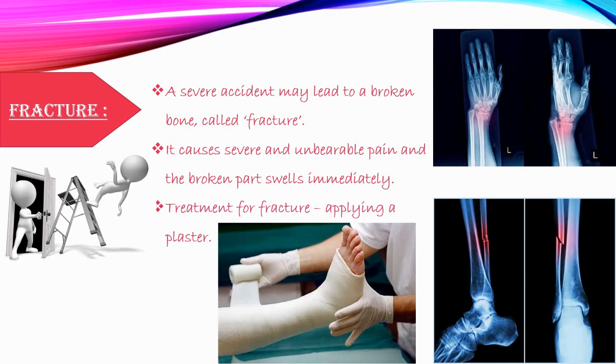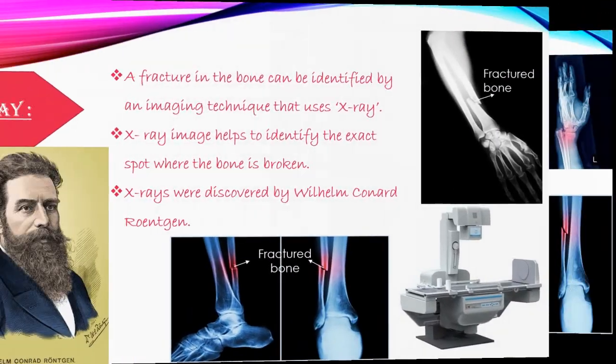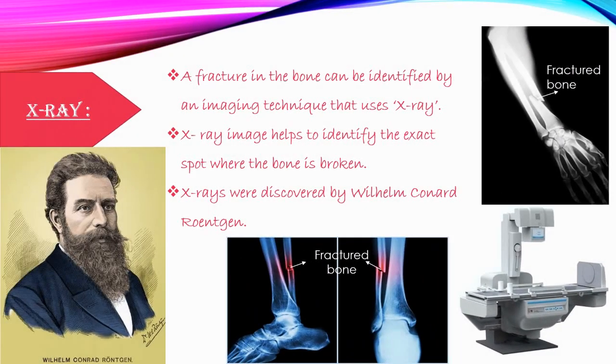Now, what is X-ray? A fracture in the bone can be identified by an imaging technique that uses X-ray. The image thus obtained is known as X-ray image. The X-ray image helps to identify the exact spot where the bone is broken, and X-rays were discovered by Wilhelm Conrad Röntgen.